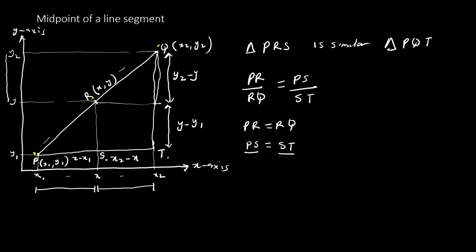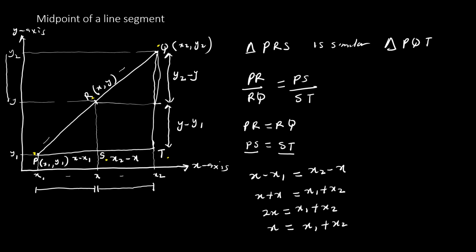PS equals x minus x1, right? And ST equals x2 minus x. Collecting the like terms here, we are going to have x plus x equals x1 plus x2. So we have 2x equal to x1 plus x2, which now leaves us with x equal to x1 plus x2 divided by 2.